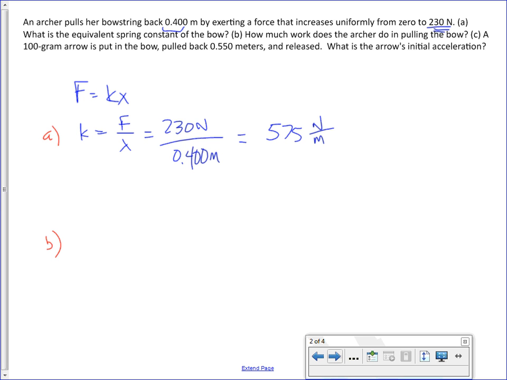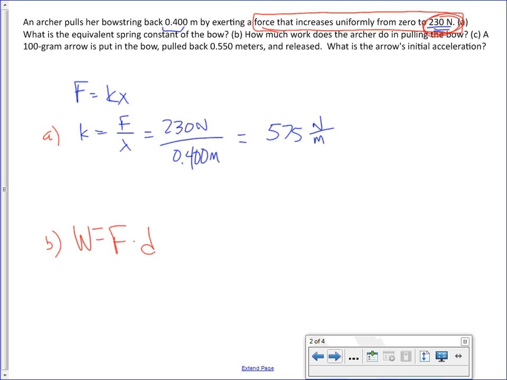In B, which work does the archer do in pulling the bow? That's where I would start. We're given something about force, and d here is the same as x. How far the string is, how far that force is applied through. The distance that force is applied through. Now, what force is applied? Well, here's the deal. It's not a 230 Newton force the whole time, right? The force increases from 0 to 230.